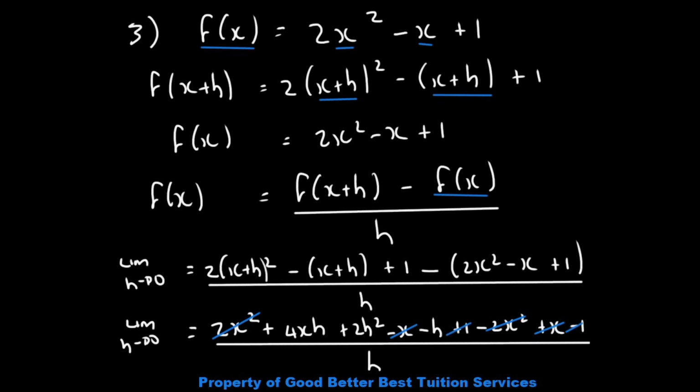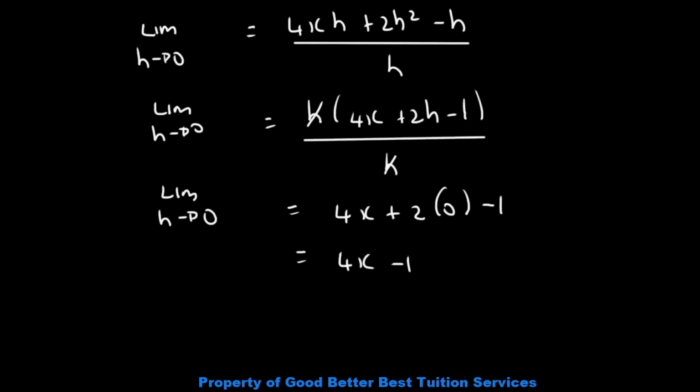And what are we left with? We are left with 4xh plus 2h squared minus h. Again, we take out our common factor. Our common factor is h, and we are left with 4x plus 2h minus 1. The h's will cancel, and we apply our limit as h tends to 0. So that gives me 2 times 0, which is 0, minus 1, and that gives me 4x minus 1.